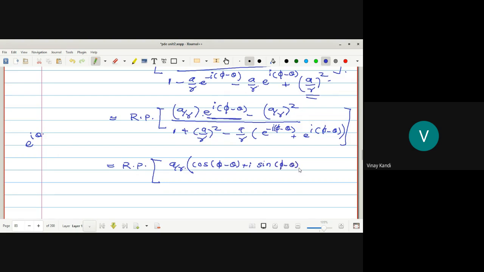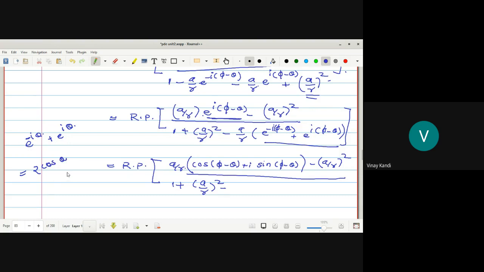Okay, bracket complete, minus a upon r bracket square, divided by 1 plus a divided by r bracket square upon e raised to minus i theta plus e raised to i theta. काय असतो व्हॅल्यू? 2 cos theta. ओके, करेक्ट ना? Divided by 2 असेल तर काय असतो याची व्हॅल्यू? Yes, sir.